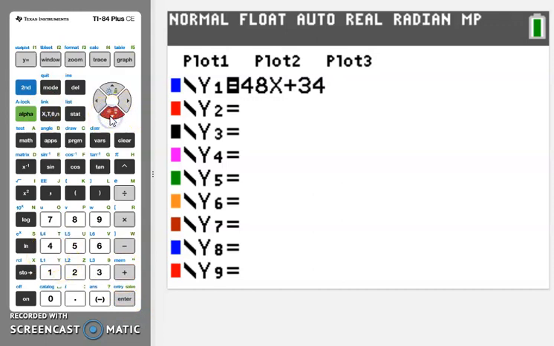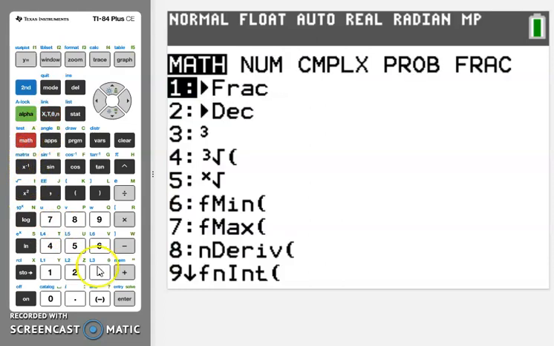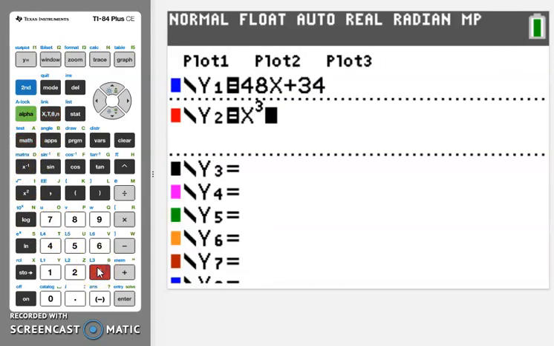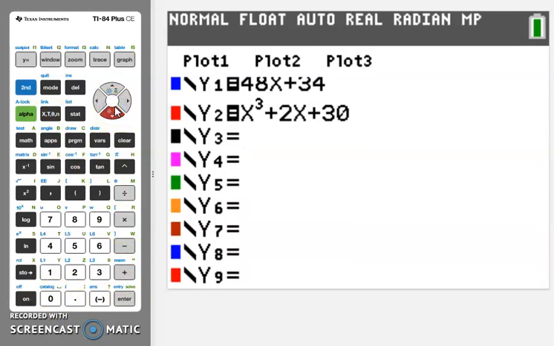Arrow down to get to y2 and type in the function. For cubed, in case you didn't know it, MATH 3 is cubed. If you've never tried that, you might want to try it. Plus 2x plus 30. Arrow down to y3. Oops, I just arrowed way down. Let's see if I can get back up to y3.